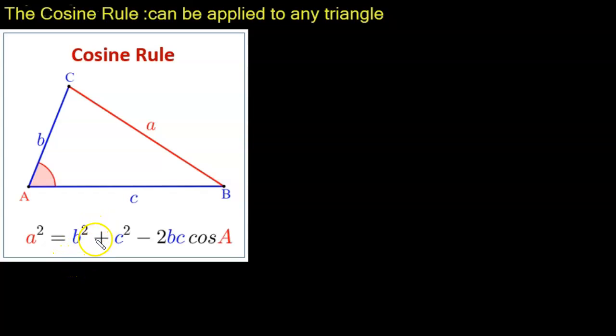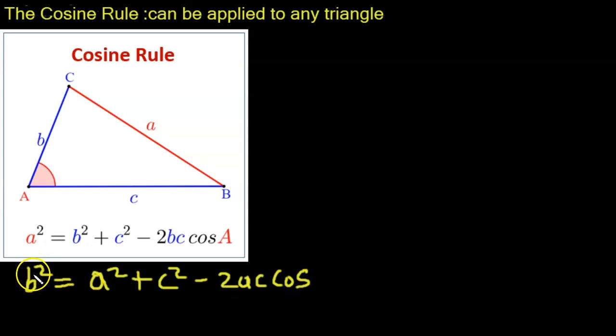Let me rewrite this rule again. Let me begin from the b square this time and write the rule a different way. So if I take the b, I would say b square is equal to the sum of the other two sides square. So this b square is equal to a square plus c square, minus 2 times the product of these same two sides, a and c, cos the angle opposite to the b. Which angle is opposite to the b? Cosine capital B.